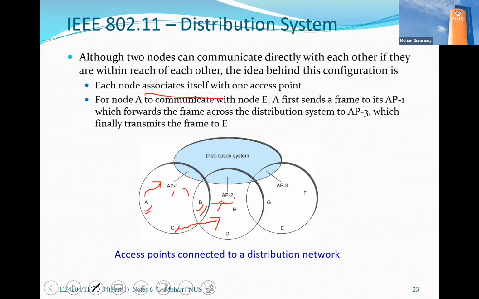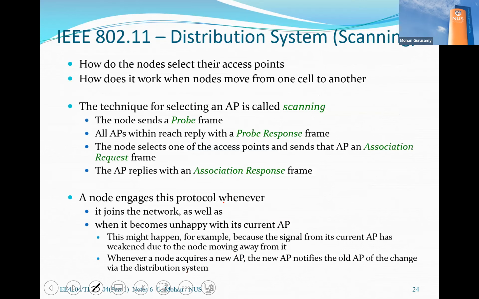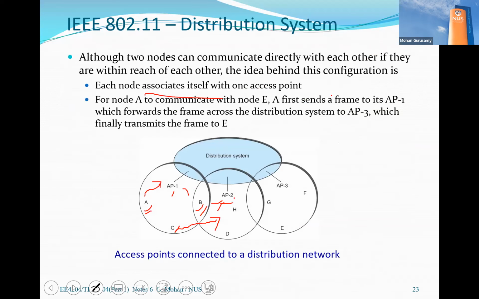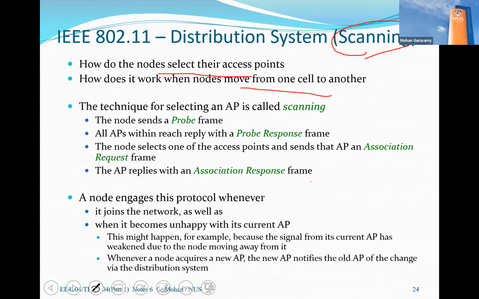So we need a simple protocol by which the nodes associate themselves with the access points. That is done by what is called scanning. Basically, by scanning, the nodes select the access points with which they will be associated. The scanning also should take care of the situation when the nodes move from one cell, that means one region, this one circle is one cell, to another cell. The process of selecting the access point we call scanning.